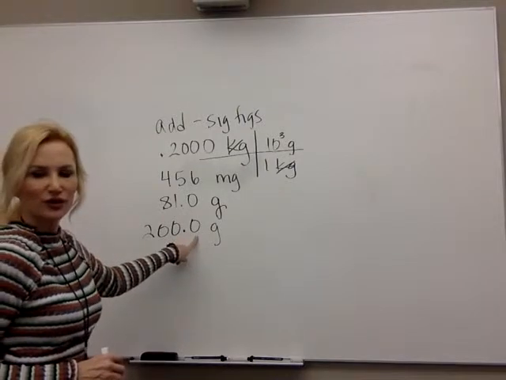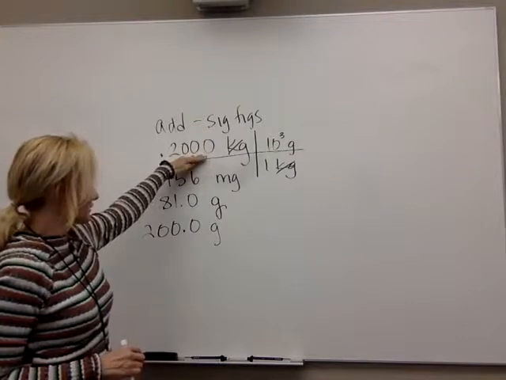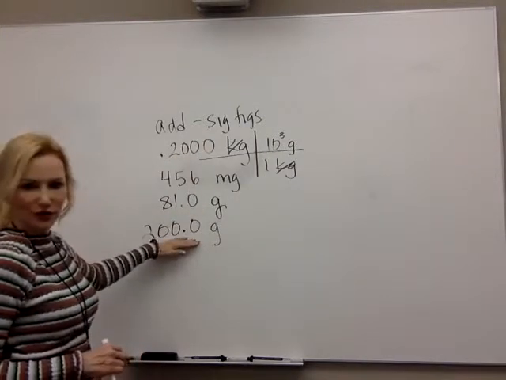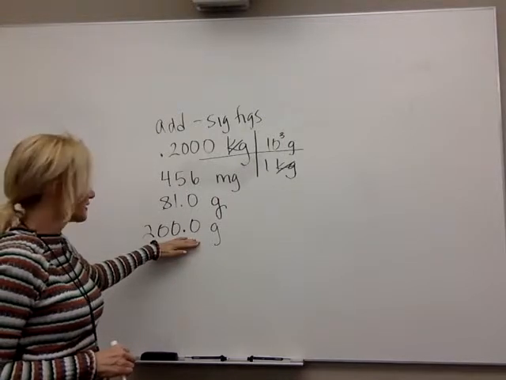Now notice when I wrote this 200 grams, I did not just write 200, I added a decimal and a 0, which your calculator will not add. You have to remember that this was 4 significant figures. So when you convert, it's always based on what you began with. You have to convert to 4 significant figures.